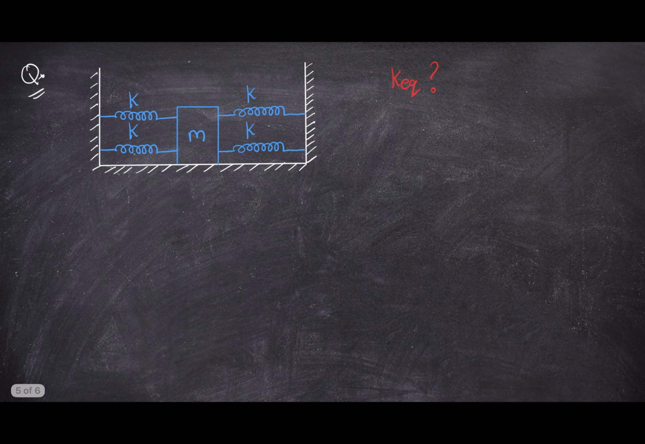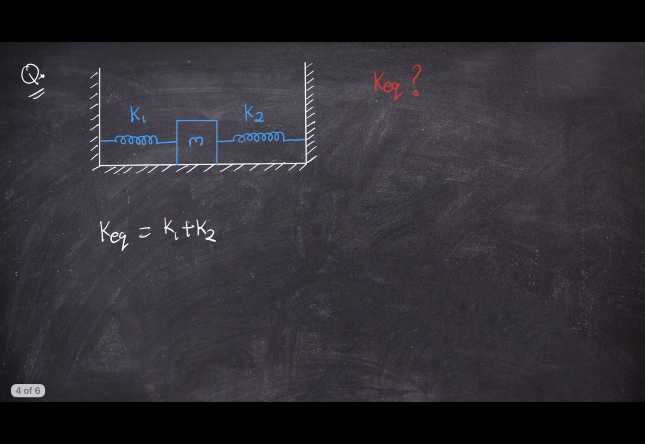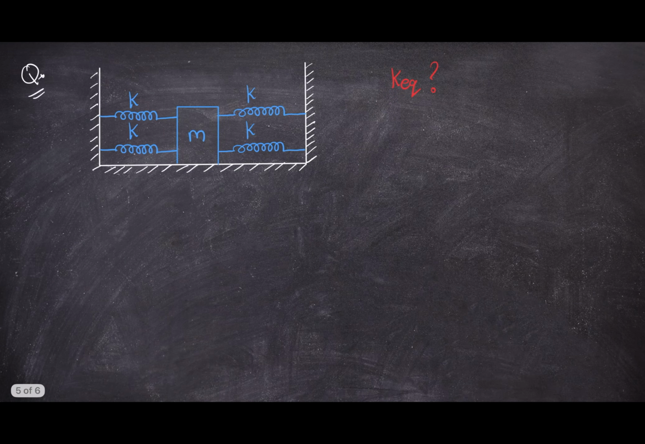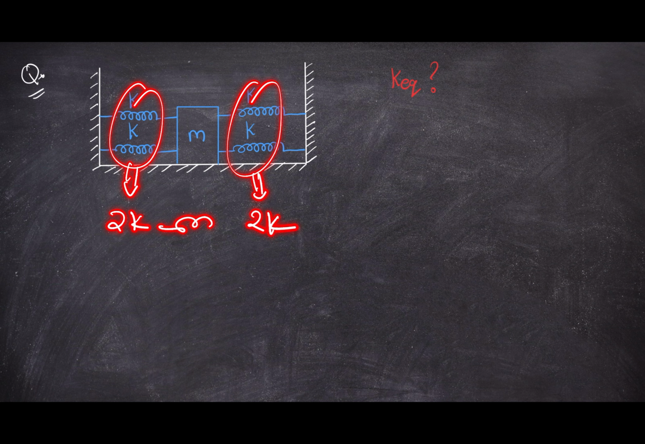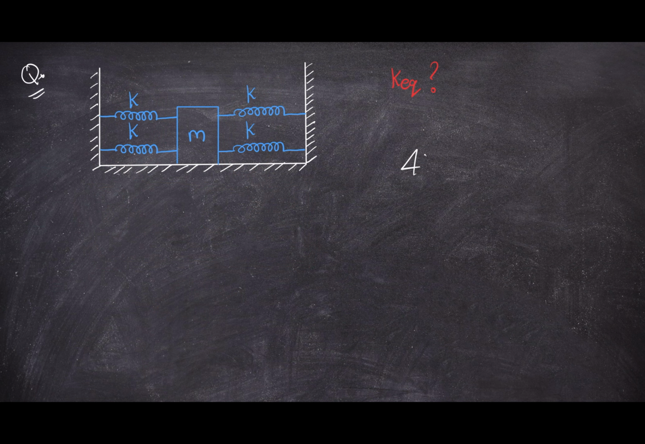Okay. Now we're going to solve the next question. There are four springs given connected to a block of mass m. In the previous problem, this was a parallel connection. Now if you look very carefully, this is a standard problem. This k and k are in parallel, so for this k and k it would be 2k, and for this k and k it would be 2k. And again, this is the previous problem: 2k and 2k, so 4k. So the answer is 4k.